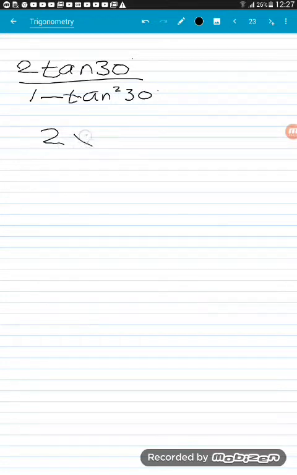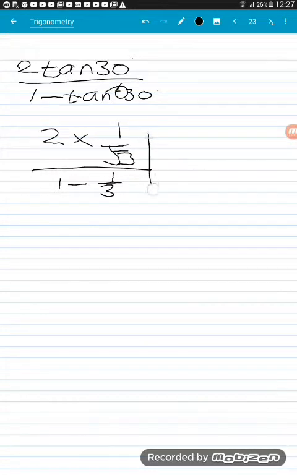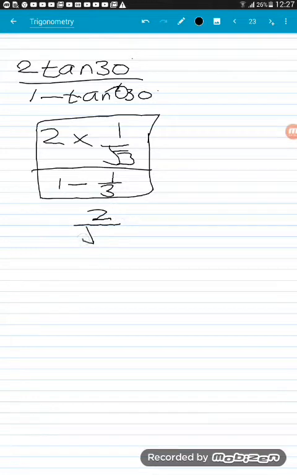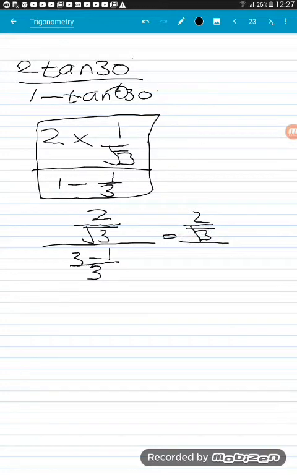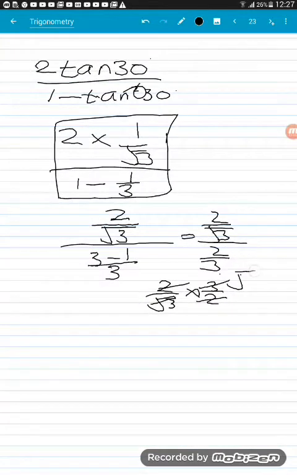For example, 2 into tan 30 degree, so 1 by root 3, and 1 minus 1 by 3, because tan square. So this is the formula. This is the question. Now we have to solve it. 2 by root 3, and by taking LCM it will become 3 minus 1 by 3, equal to 2 by root 3 by 2 by 3, 2 by root 3 into 3 by 2, 2 cancel, root 3 cancel, it will become root 3.